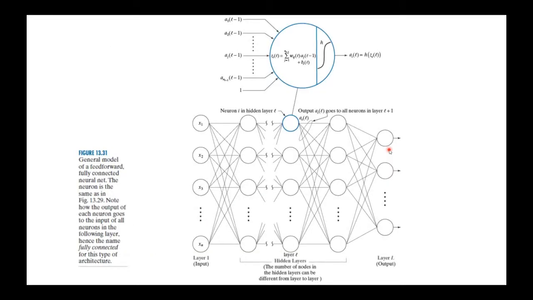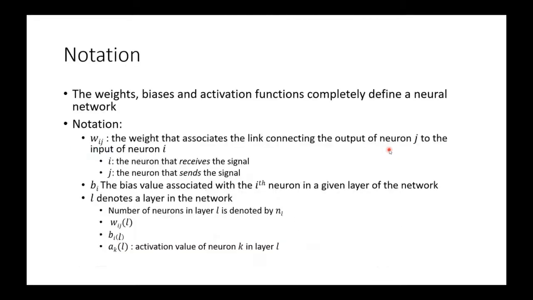Questions so far? Okay, if there are no questions, then the notation is the same as the perceptron. In the perceptron, we have weights, biases, and activation functions. This set of weights, biases, and activation functions completely defines a neural network.